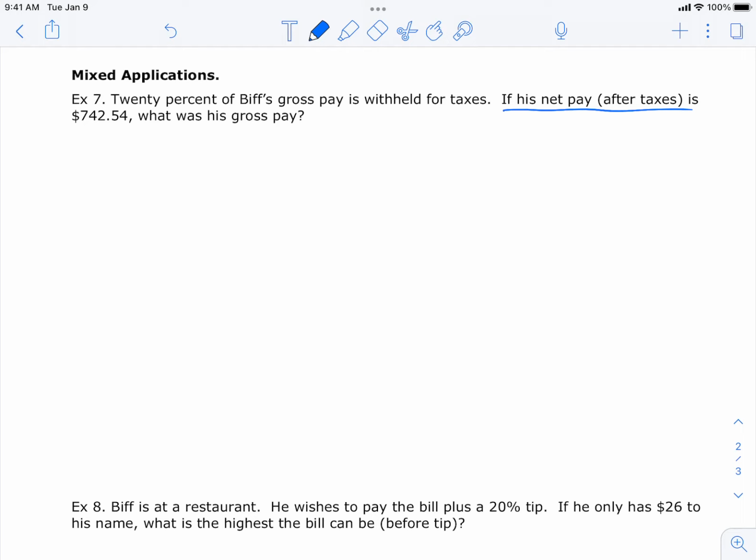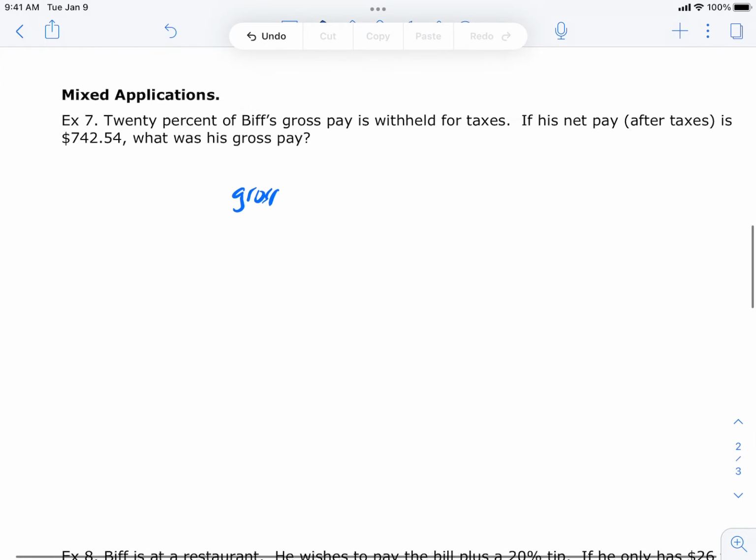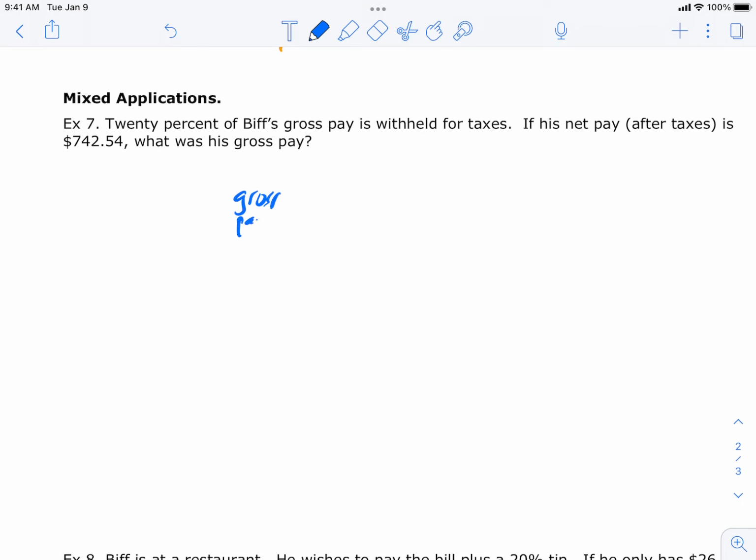Okay, I want to phrase this as an increase-decrease problem. If they're taking taxes out of you, that means your pay is going down, right? So you start at your gross pay, which is the pay before taxes. You subtract the tax, and you end up with what's called the net pay. It says it right here. Net pay is after taxes. Now the tax is a percent of the gross pay.